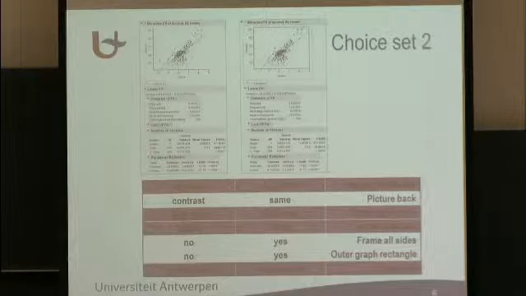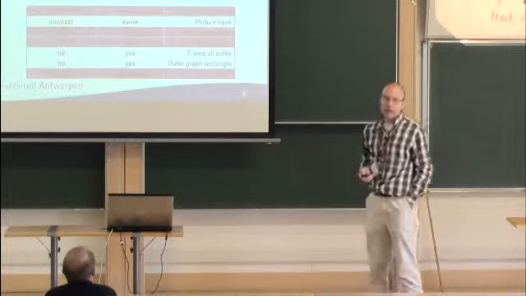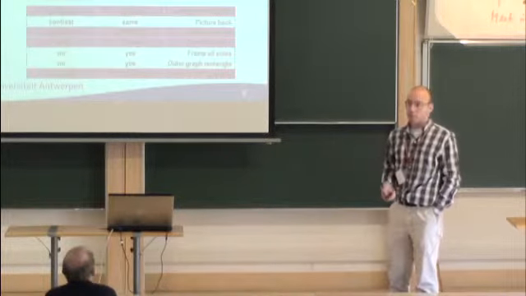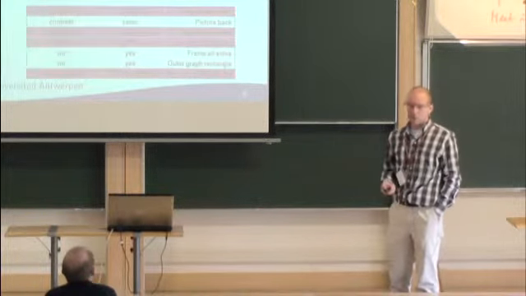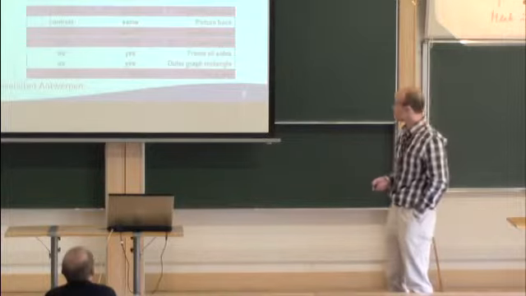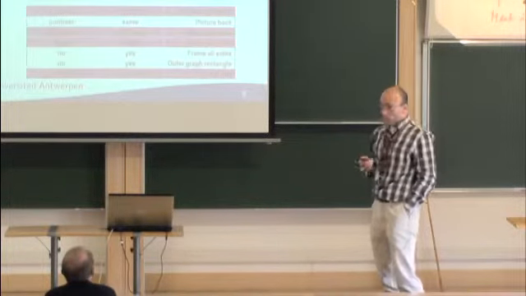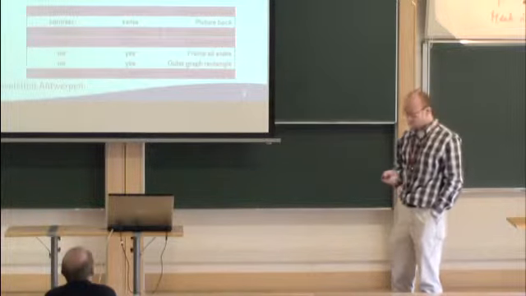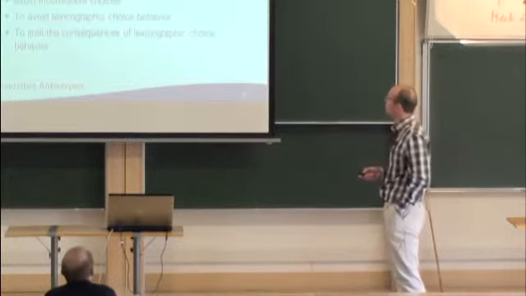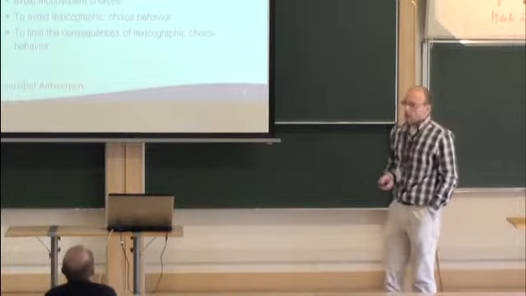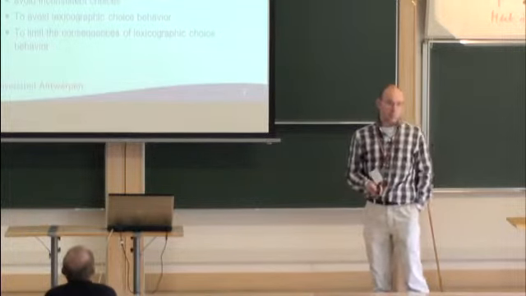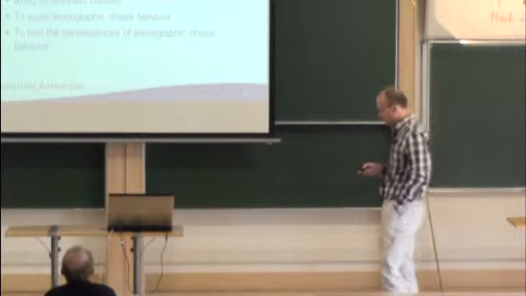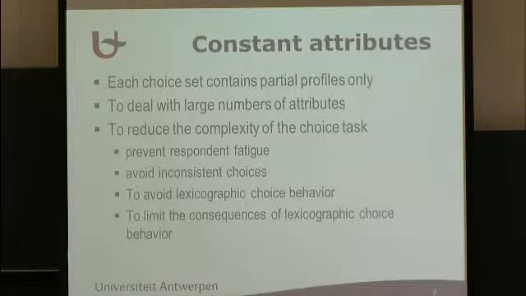So this was the kind of design that was used, and this kind of design is called a partial profile design, because you change only a couple of the attributes in every alternative. We call that a partial profile, as opposed to a full profile. And a key feature is that some of the attributes are held constant. So you will see the term constant attributes appearing pretty often in this talk.